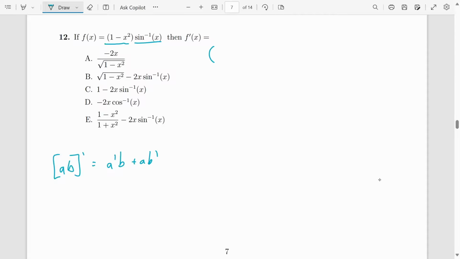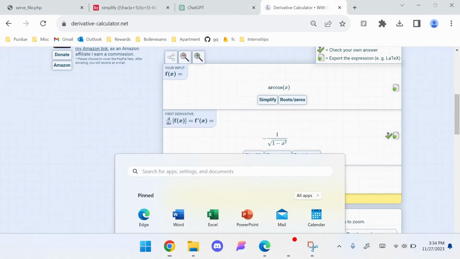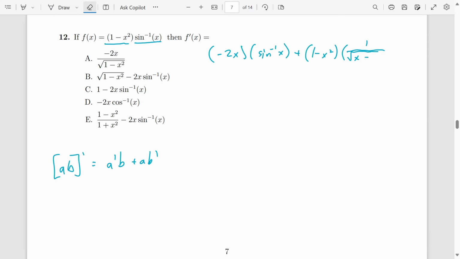So let's do that. A prime, that's the derivative of 1 minus x squared. That is negative 2x times b, which is the inverse sine of x, plus a, which is 1 minus x squared, times b prime. That is the derivative of inverse sine. I think that is just something you've got to remember. It's 1 over the square root of x minus 1. Is it x minus 1 or 1 minus x? Oh, it's 1 minus x squared. Okay, got it. Cool. So it's 1 minus x squared.